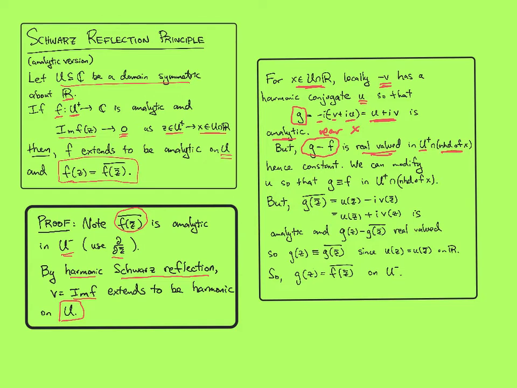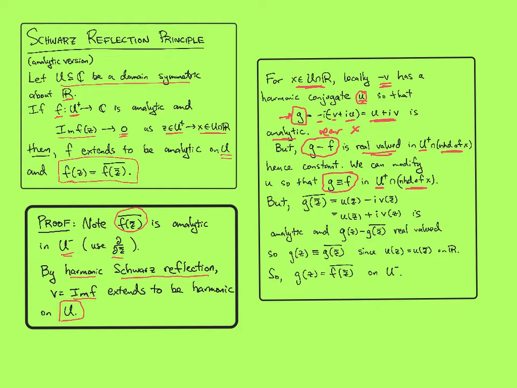But this is an open set, so this analytic function, which is real valued in an open set, has to be constant, so it's a constant real number. And we could modify the function u or modify g so that that constant is 0, because harmonic conjugates are only unique up to real constants. So we can guarantee that g is identically equal to f in u plus intersect this neighborhood of x.